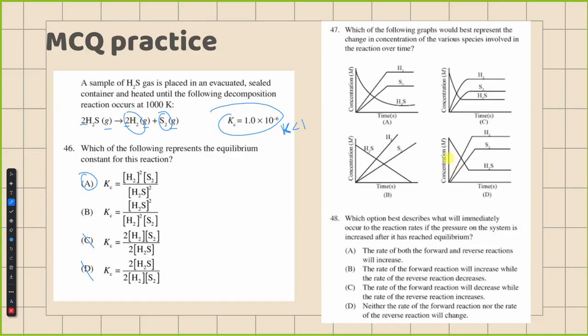Kc is less than 1 though, so it should have more reactants than products, since the Kc is 10 to the minus. Which of the following graphs best represents the change in concentration of the various species involved over time? Double that, double, single.